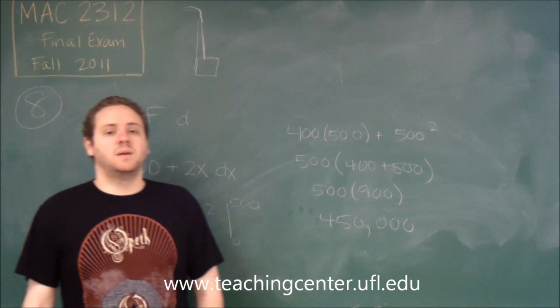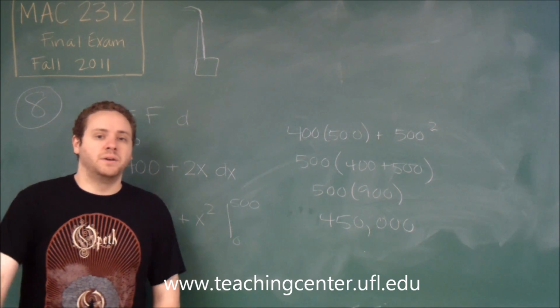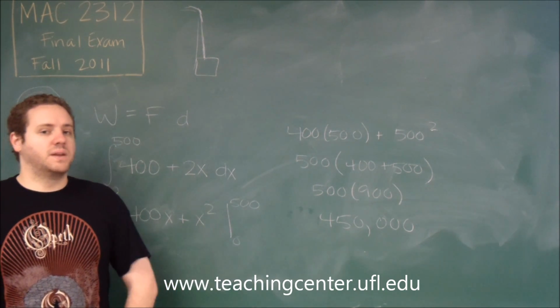So when you're doing these ones with the cable, if there's a weight at the end, you don't put the variable on that, but you always put the variable on the weight of the cable per foot.